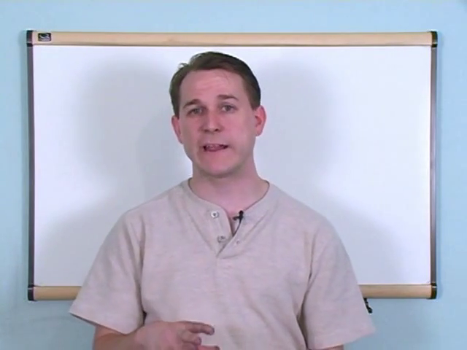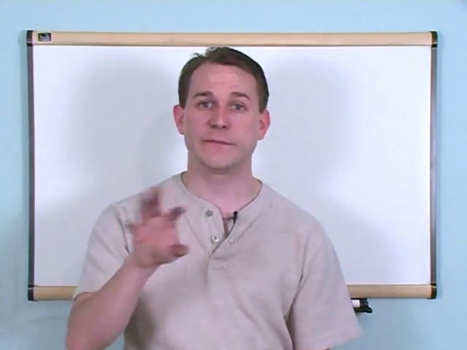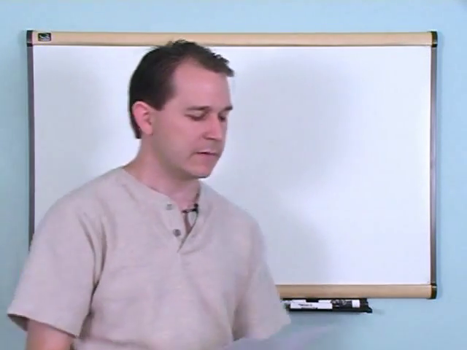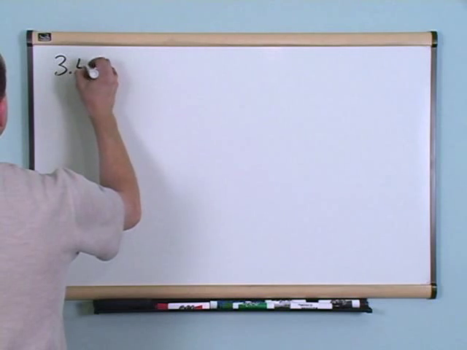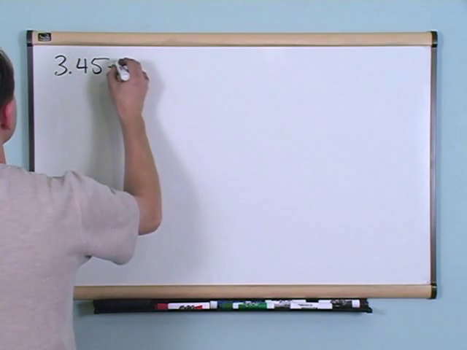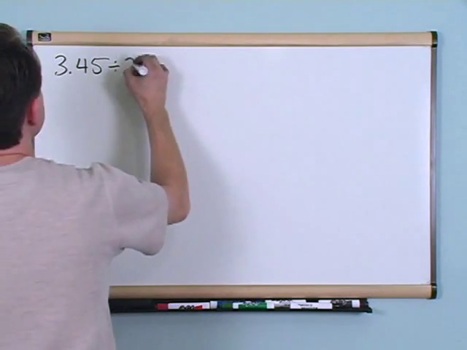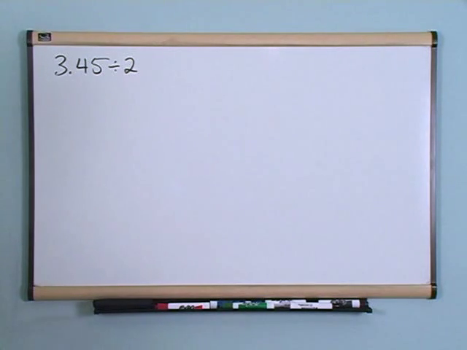is going to be a little bit more challenging, but in the end, if you know how to do the long division that we talked about in the first parts of the class, then dividing decimals really isn't going to be that hard. So let's go ahead and do a problem, and I'll show you what I'm talking about. What if you have 3.45 divided by 2, and you want to divide this guy, okay?